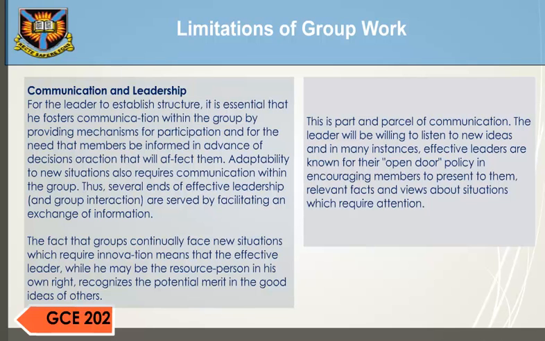The fact that groups continually face new situations which require innovation means that the effective leader, while he may be the resource person in his own right, recognizes the potential merit in the good ideas of others. This is part and parcel of communication. The leader will be willing to listen to new ideas, and in many instances, effective leaders are known for their open door policy in encouraging members to present to them relevant facts and views about situations which require attention.